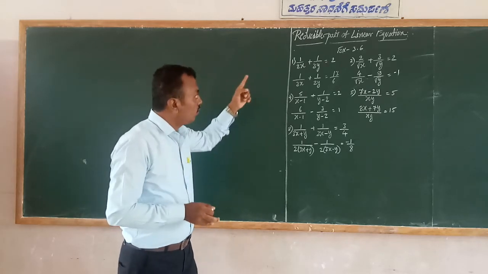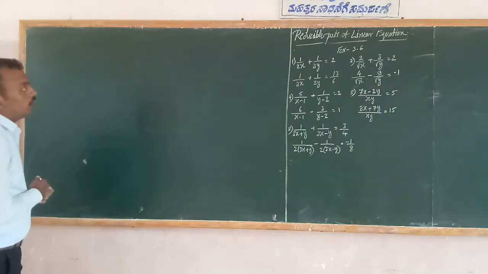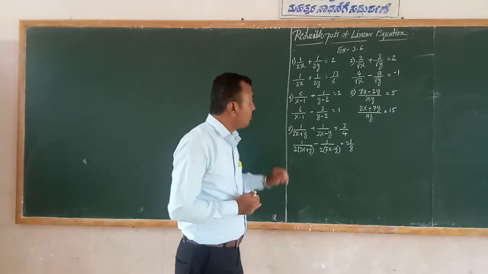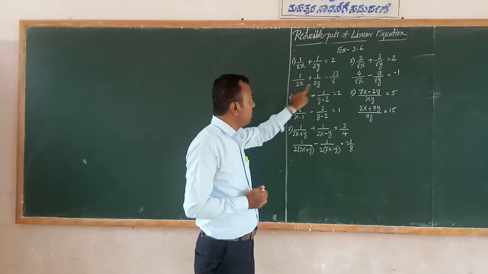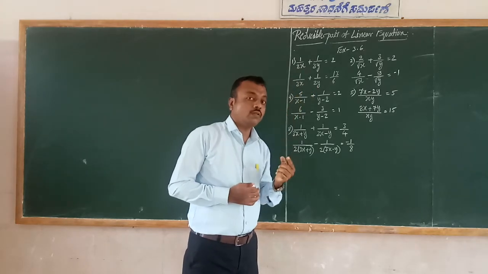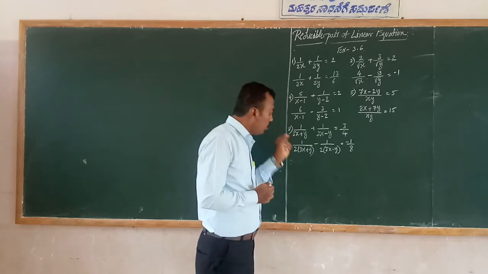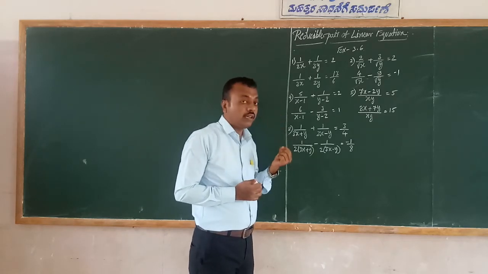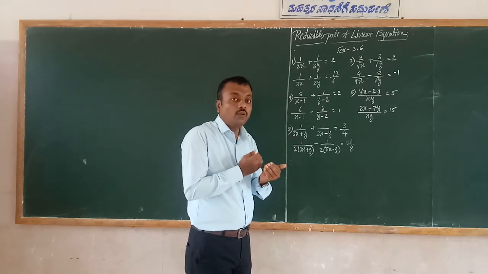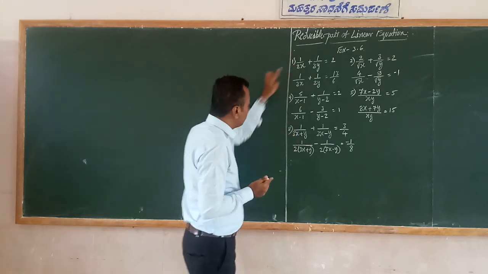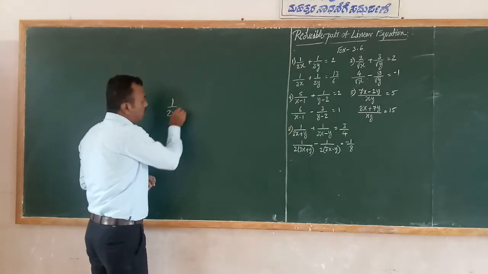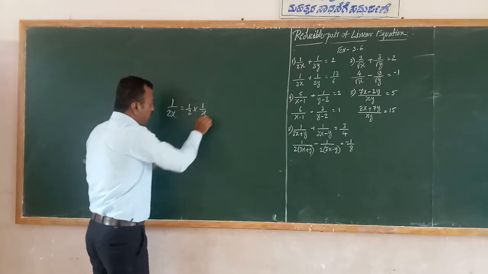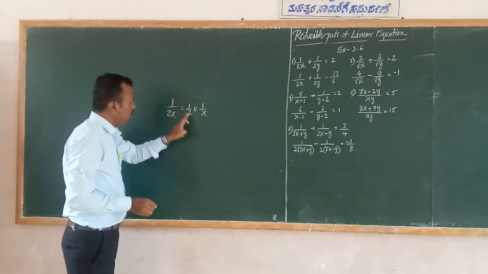See the first question: 1 by 2x plus 1 by 3y is equal to 2, and 1 by 3x plus 1 by 2y is equal to 13 by 6. Here the variable is in the denominator. In the previous questions the variable was in the numerator, but here the variable is in the denominator, that's why we have to reduce. How? Very simple. See, 1 upon 2x is 1 by 2 into 1 by x. It becomes 1 by 2x: 1 into 1 is 1, 2 into x is 2x.